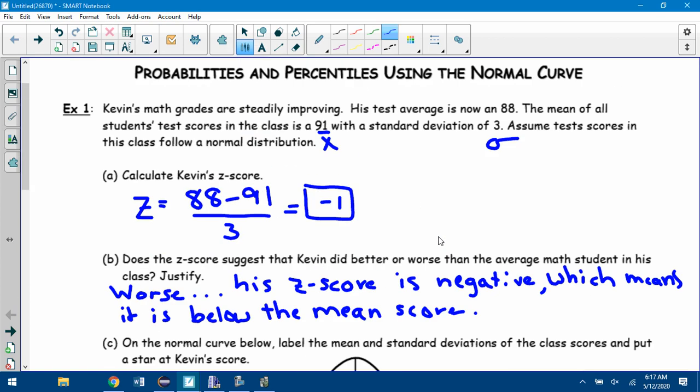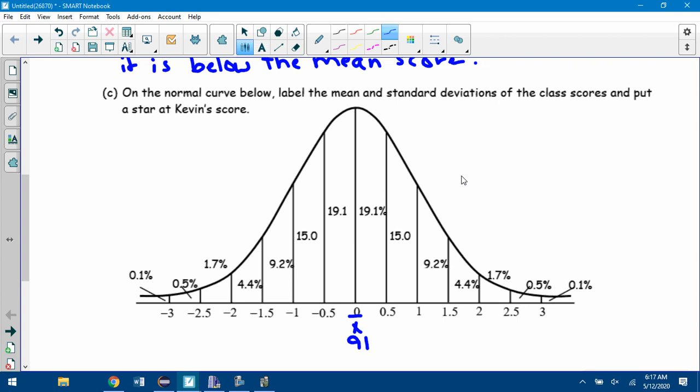And what did it say the standard deviation was? 3. So that means that between 0 and negative 1, the standard deviation is a distance of 3. Because remember, these numbers on the bottom mean the number of standard deviations away. This is half a standard deviation. This is 1 standard deviation, 1.5. Those are all below. These are all above. So that's standard deviation. So knowing that, where would Kevin's score be?